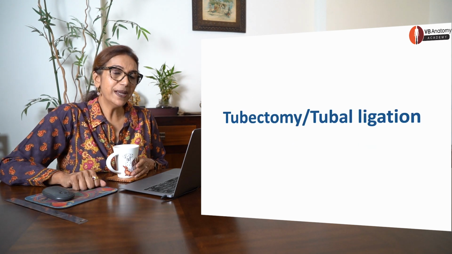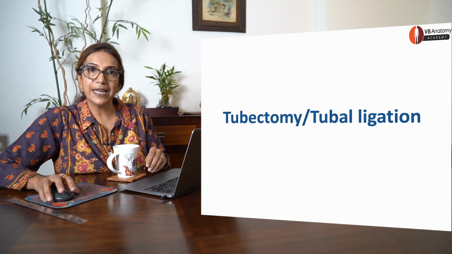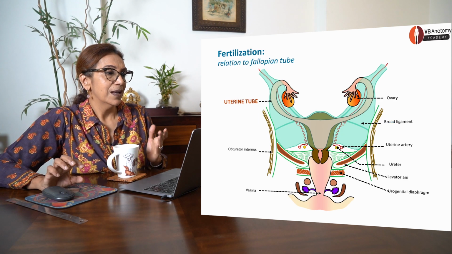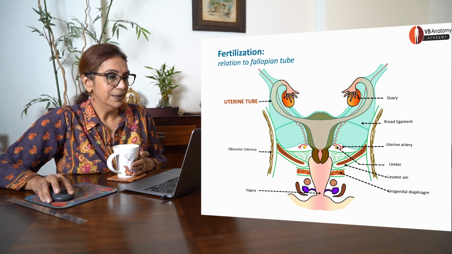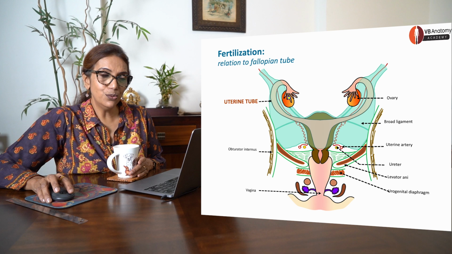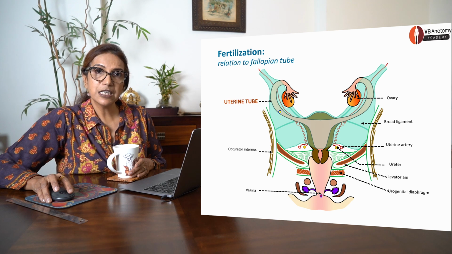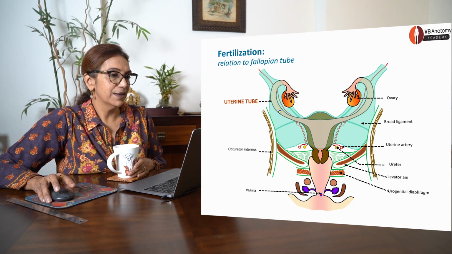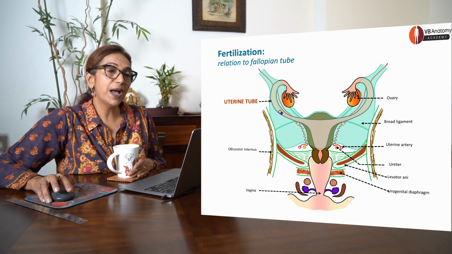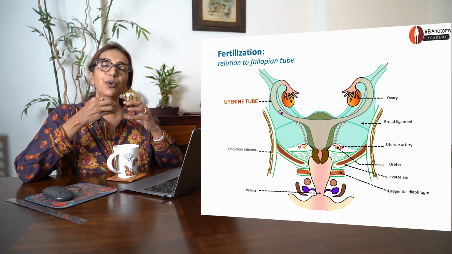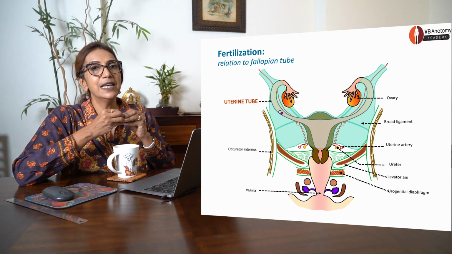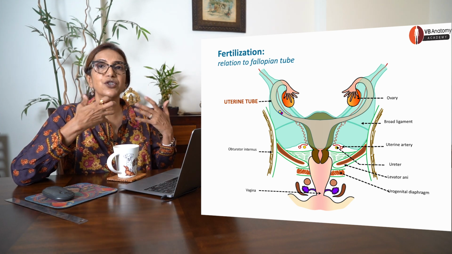Let's talk about tubectomy or tubal ligation. Take a look. This is secondary oocyte. It travels to the ampulla. This is the sperm released in the vagina. It travels to the ampulla too. And when they both meet in the ampulla, there is fertilization and formation of an embryo.